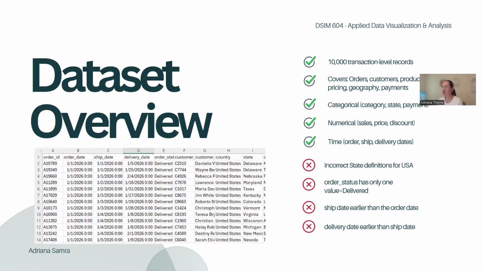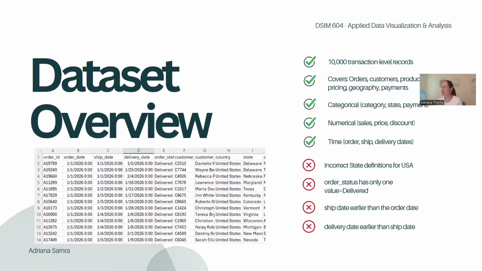So we chose to work with an e-commerce dataset that includes order, customers, product, pricing, geography, payments information. We have 10,000 transaction level records in this dataset. We also have fields that are categorical in nature, like categories, subcategories, states, payment methods. We have numerical fields like sales, price, and discount. And we also have time-related fields, which are order dates, shipping dates, and delivery dates. And at 10,000 rows, this original dataset is large enough to support meaningful aggregation and pattern detection. It's small enough to clean, analyze, and visualize.